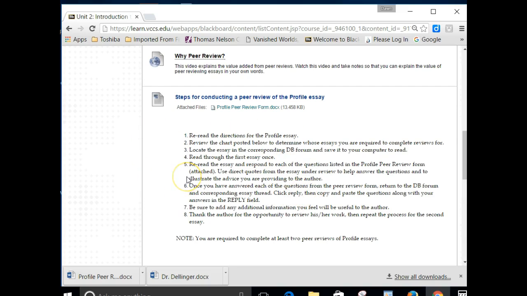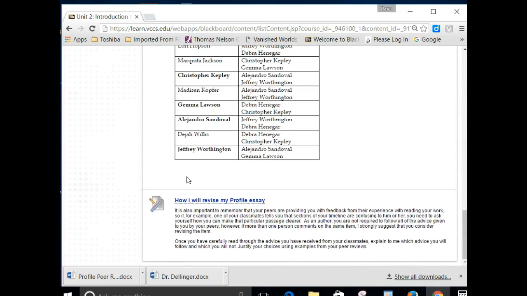Finally, once you've completed that, you'll scroll down to the very end, and the very last assignment is how I will revise my profile essay. So as authors, you've received feedback from your peer reviewers. And now your job is to weed through all of that information that your reviewers have given you and figure out what is really good advice and what is useful advice and what can be ignored. And that really is your call as an author.